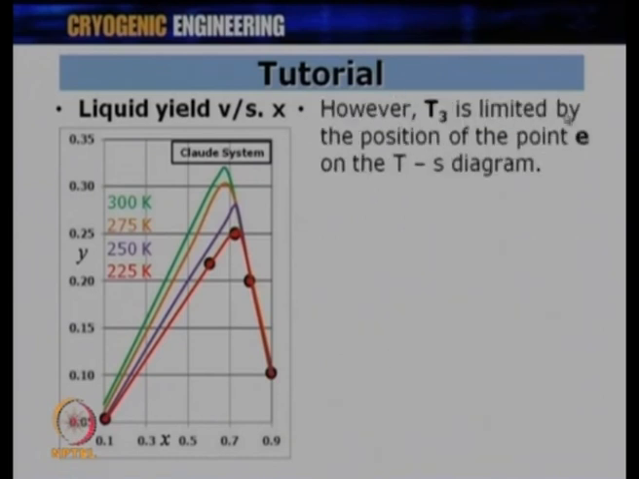However, the T3 is limited by the position of the point E. One can't really come down below a particular temperature because the isentropic expansion from that point 3 might fall in the dome, which is undesirable because the expansion engine would not like to see liquid in it. It wants to be in the gaseous state, and therefore, how much the temperature T3 can be lowered is limited by the isentropic expansion from point 3.